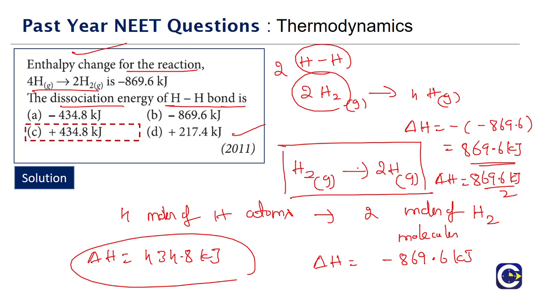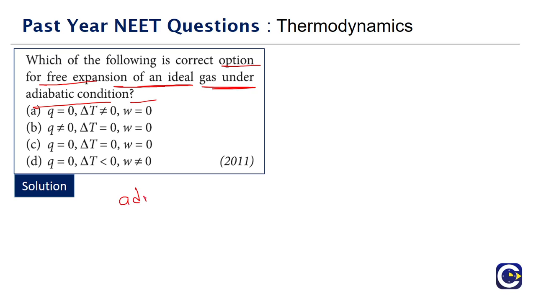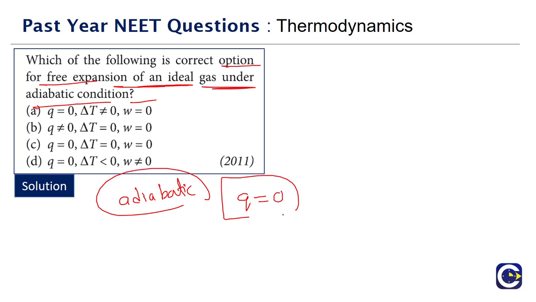Other question: this is a question that came in 2011. Which of the following is the correct option for free expansion of an ideal gas under adiabatic condition? When they say adiabatic condition, what does it represent? We are enclosing the system within adiabatic walls. There will be no heat exchange between the system and surroundings, which means Q is 0. They are saying free expansion.